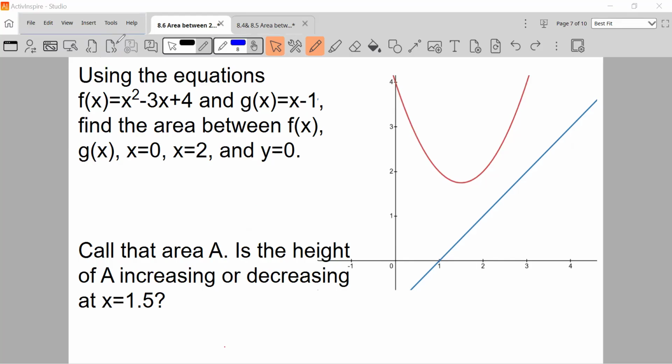So one of them is f, which is this quadratic. Then we have g, which is this blue curve. And then we're also told we have x equals 0, which is essentially the y-axis, y equals 0, which is the x-axis, and this other bound of x equals 2.